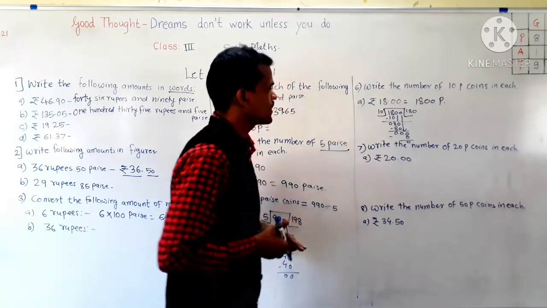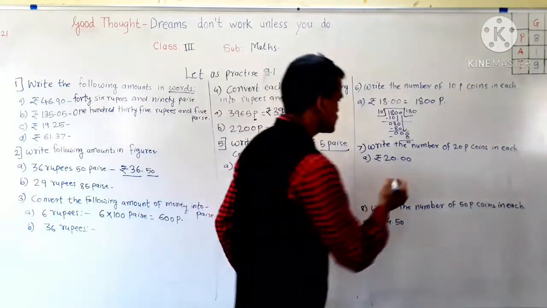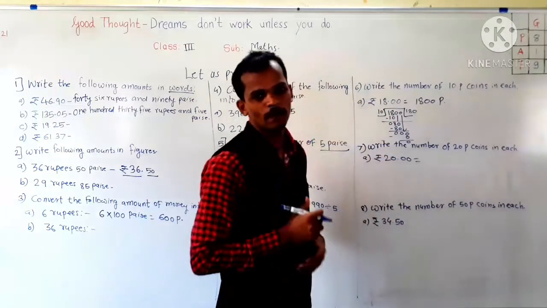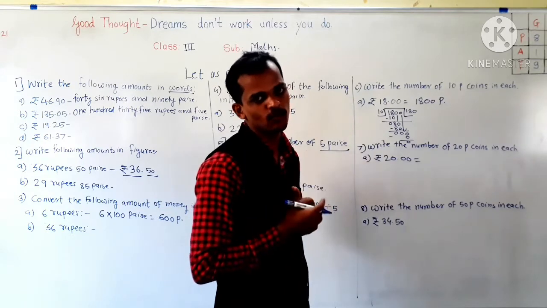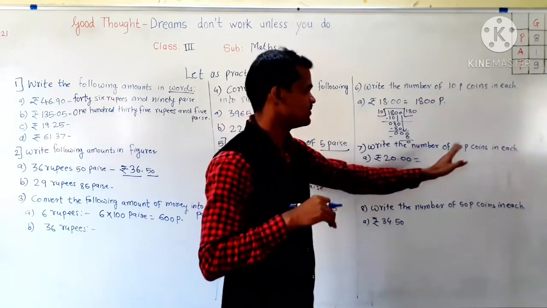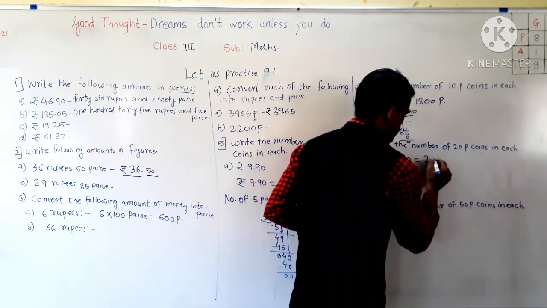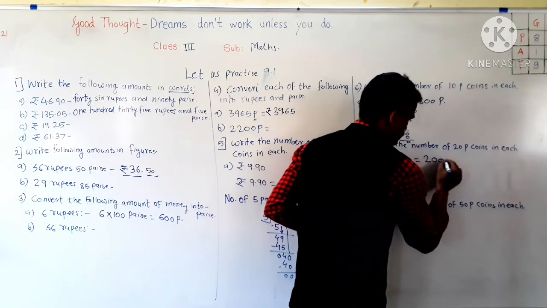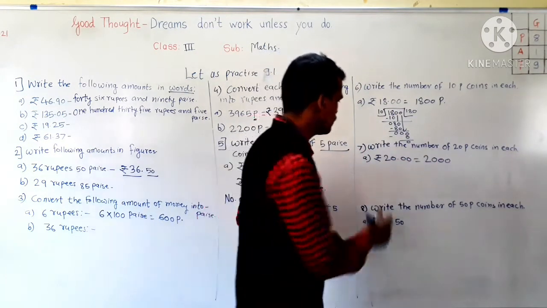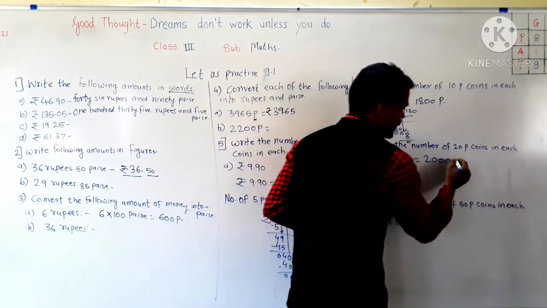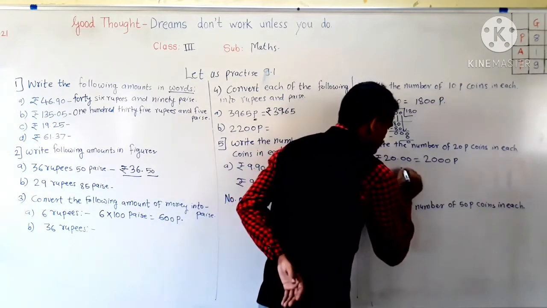Next example, write the number of 20 paise coins in each. So first convert that amount into paise. How will you convert that amount into paise? Remove the dot and remove the sign of rupees and then at the right of that amount write paise. After removing the point, the number 2000 is formed. Remove this rupees sign and write paise here. So now divide that 2000 paise by 20.